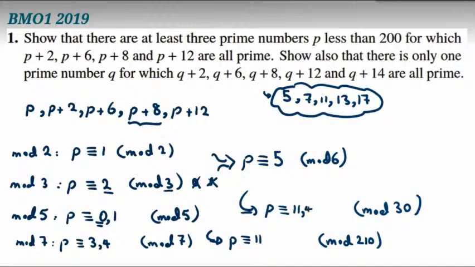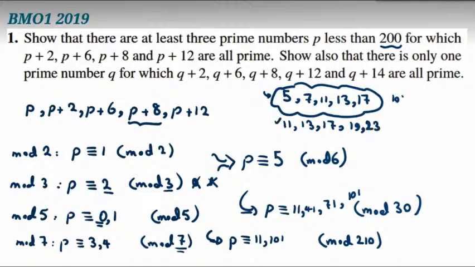11 plus 30, 41. 41 mod 7 is 6. It's not good. Plus 30, 71 mod 7 is 1. It's not good. Plus 30, 101 mod 7 is 3. Okay, so 101. These two answers are satisfied. Because it says they should be less than 200, we should check 11 and 101. If we check 11, 11 plus 2, 13, plus 6, 17, plus 8, 19, plus this 23, it will be okay, 11.